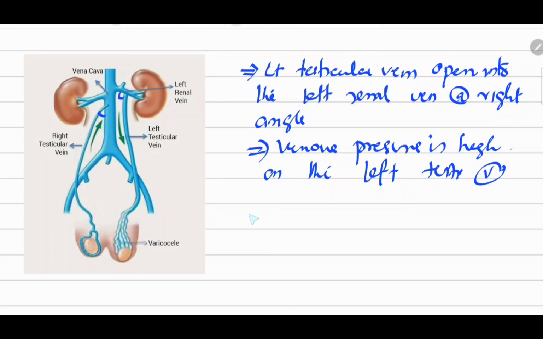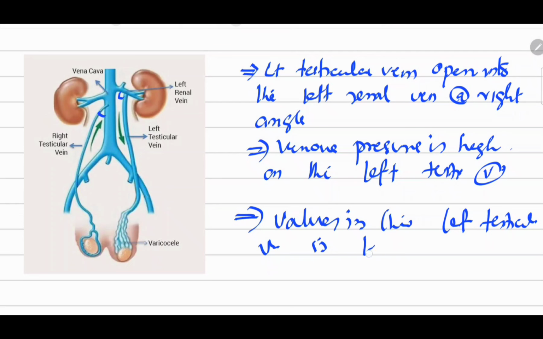And the second reason is the valves in this left testicular vein are less competent. We have valves in this testicular vein, but the valves in the left testicular vein are less competent.